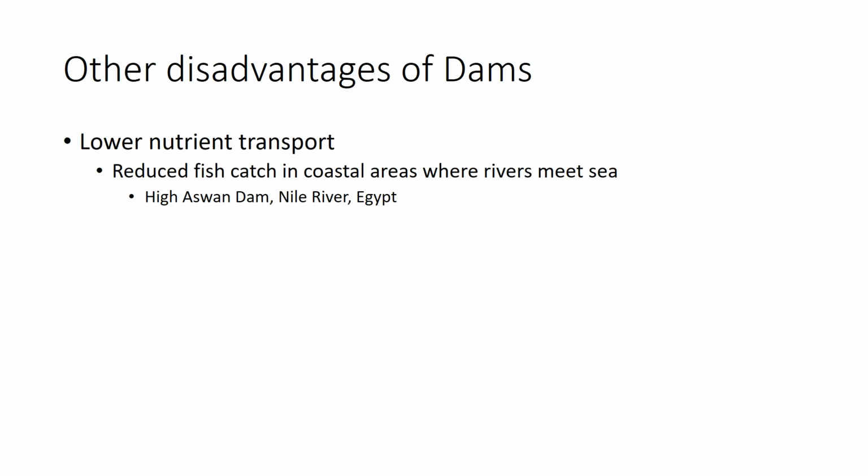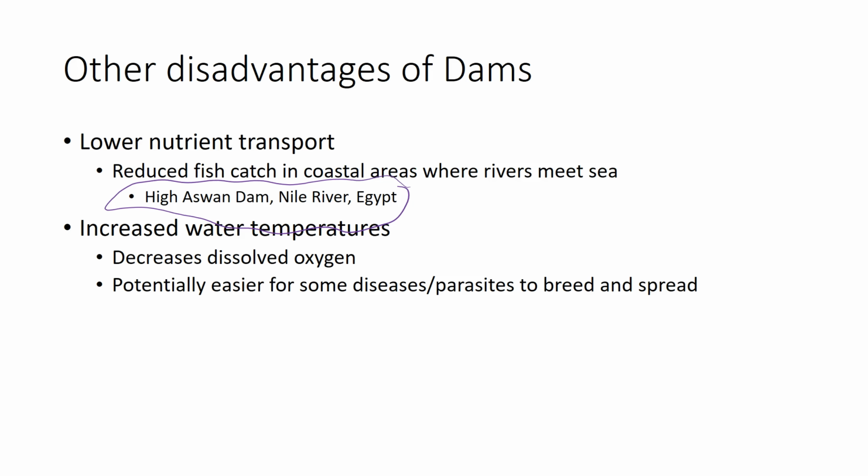Some other disadvantages, lower nutrient transport. So just like the sediments get blocked, so do nutrients sometimes. And that affects agriculture, of course, but it also affects the transport of nutrients to the ocean. And they noticed a precipitous decline in fish catch along coastal areas. And that's primarily cited to the High Aswan Dam on the Nile River in Egypt. The catch of sardines declined drastically after putting in the High Aswan Dam.